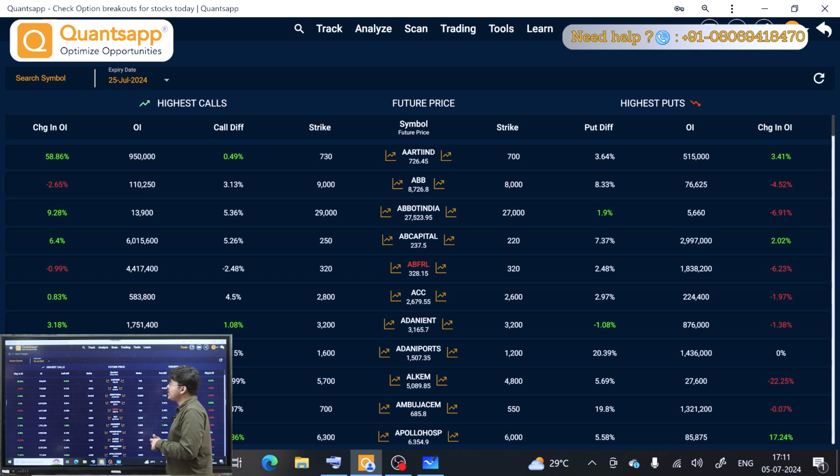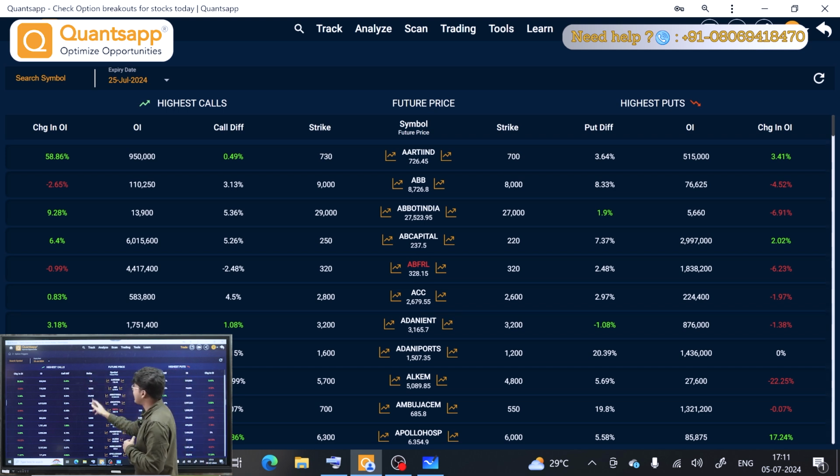page, right? So on a single screen, you can see on the left hand side, we have the data for highest calls or heaviest OI call options. And on the right hand side, you can see we have the data for highest puts or heaviest OI put options. So how do you decode this? Now you can see in the middle, we have all the symbols, and below the name of the symbol, we have future price. On the left hand side, we have the data for heaviest call.